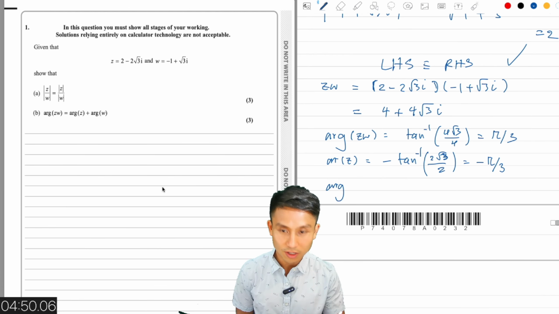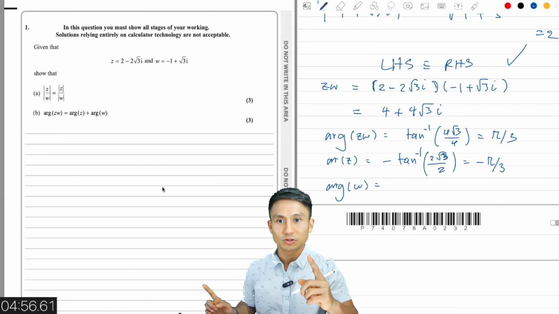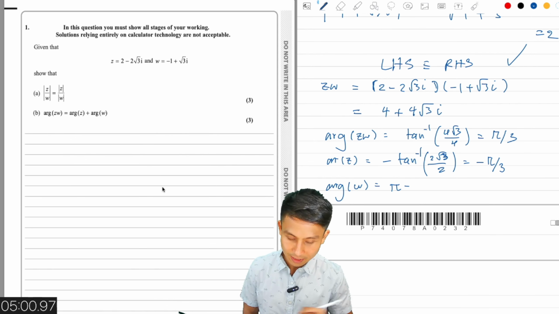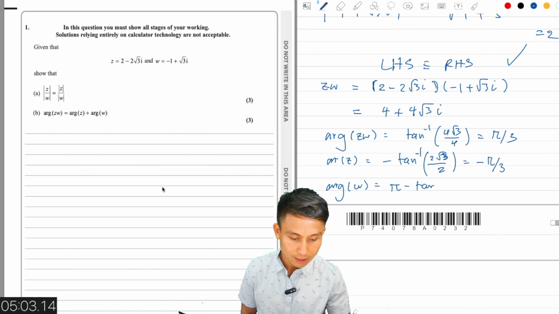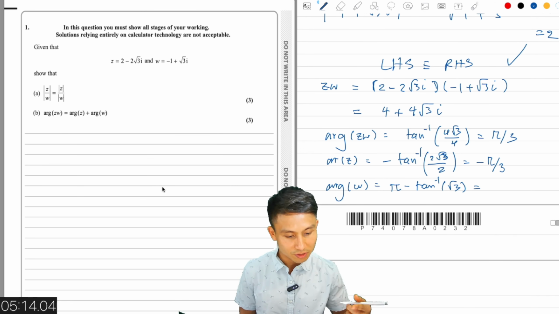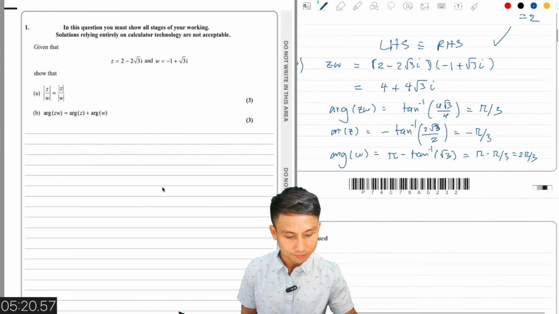And then argument of w would be, well, that's negative x and positive y. That's quadrant 2. So it would be pi minus arctan, if you imagine the quadrant there, root 3. Okay? And then that would be pi minus, well, arctan root 3 is again pi over 3. So pi minus pi over 3 will be 2 pi over 3.